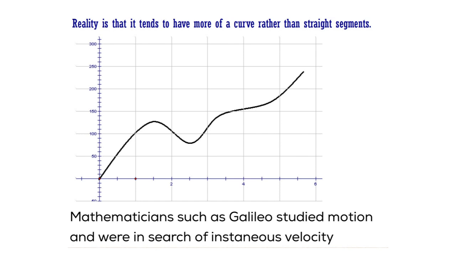Now, since we're talking slope, and slope we've recognized is really our speed, we had mathematicians such as Galileo who studied motion a lot. Think of the motion of the stars. He was a big part of studying that. But he was in search of instantaneous velocity. So that's what we're going to work on today, finding instantaneous velocity.